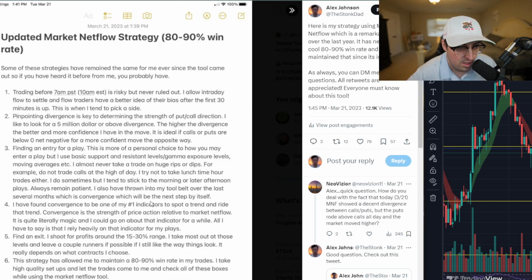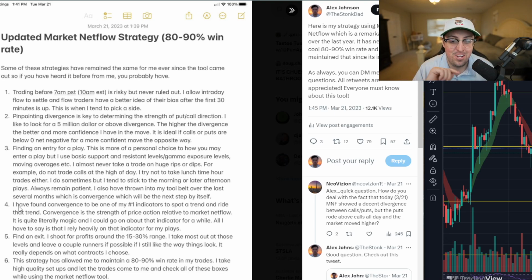Okay, so let's see what else I say here. So, convergence. I will get into a little bit more detail of the convergence bar here, because that is step 4 that I have here on the net flow strategy. I've found that convergence to be one of my number 1 indicators to spot a trend and ride that trend. Convergence is the strength of price action relative to the market net flow, or the flow. What I put here is that it is quite literally magic.